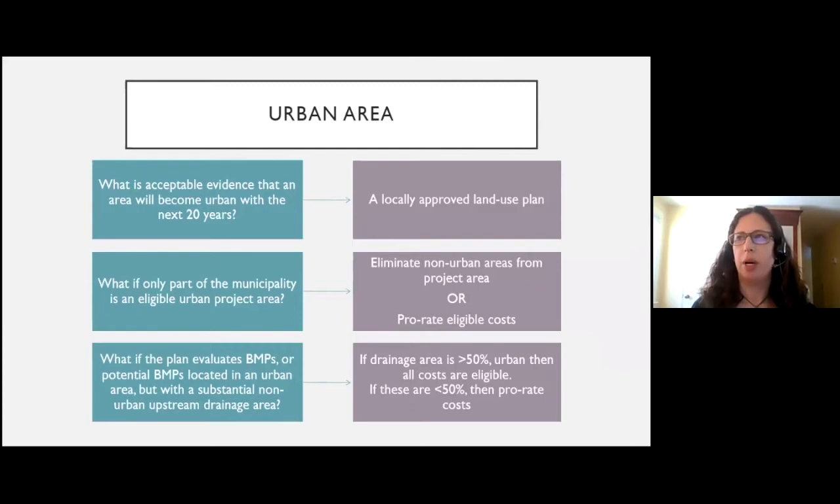What if only part of the municipality is an eligible urban project area? There are two options. You could eliminate the non-urban area from the project area, or you could prorate eligible costs based on the amount of urban versus non-urban in the project area.